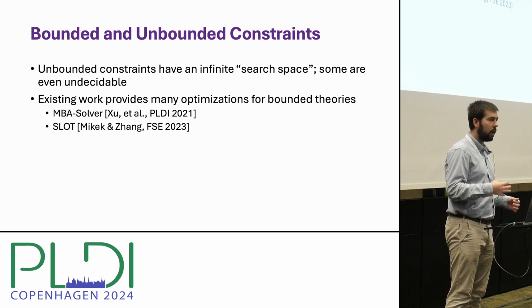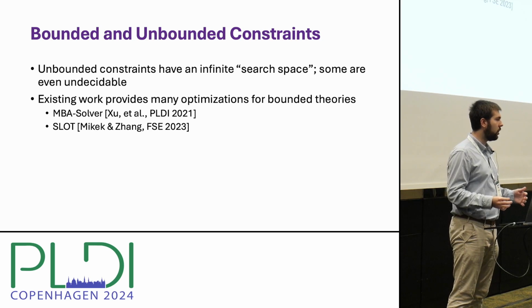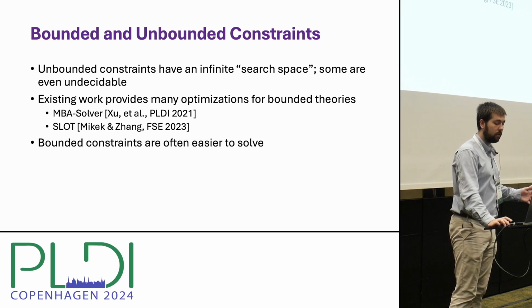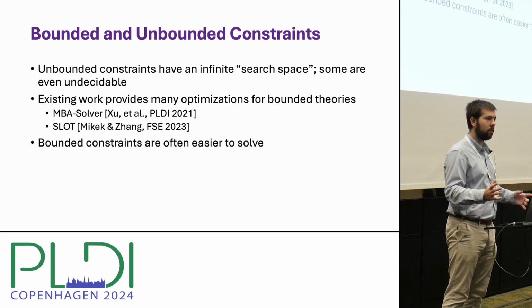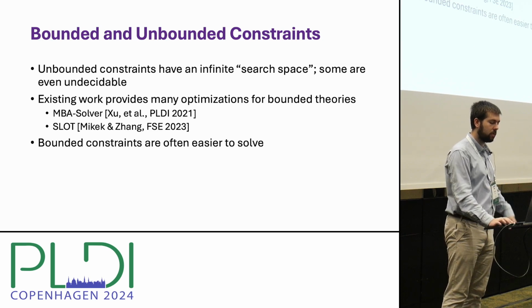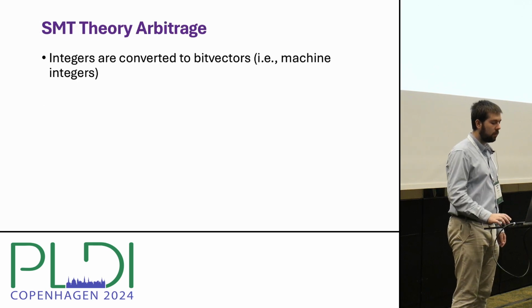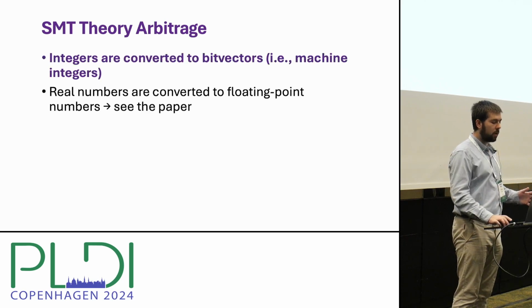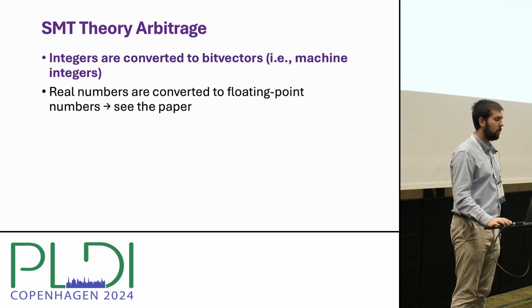There's our work slot, which uses compiler optimizations to do that. So there's a lot of effort that's been put into optimizing bounded theories. And we want to take advantage of that. Overall, these mean that bounded theories are easier to solve on average than unbounded constraints, and we want to take advantage of that. So to do that, we're going to convert integers into bit vectors. We're going to convert real numbers into floating point numbers. And in this talk, I'm going to focus only on integers. For real numbers, you can find the details in the paper.